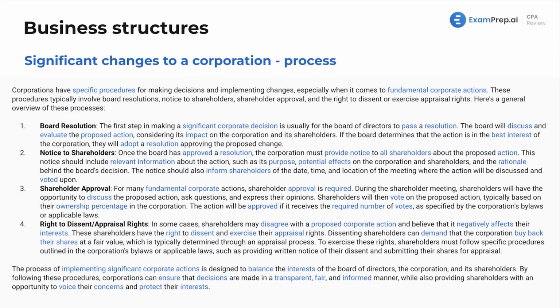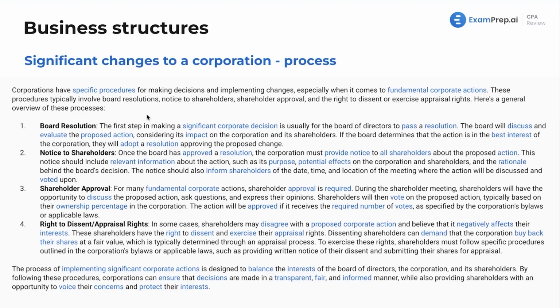Now, when we do have a significant change to a corporation, what does that process look like? Overall, we want to get an idea of what we're dealing with. Now, we have specific procedures in place with corporations for making decisions and implementing those changes, especially when it comes to those fundamental corporate actions. These procedures typically involve board resolutions, notice to shareholders, shareholder approval, hopefully, if it's a good decision, hopefully the shareholders approve it, and then the right to dissent or exercise appraisal rights.